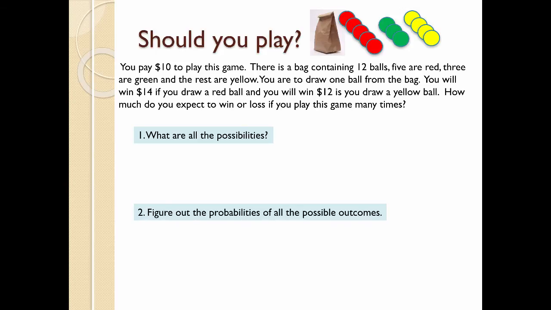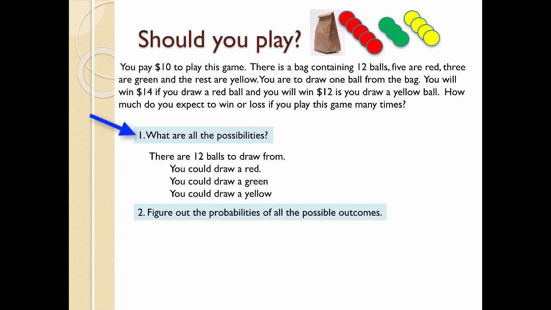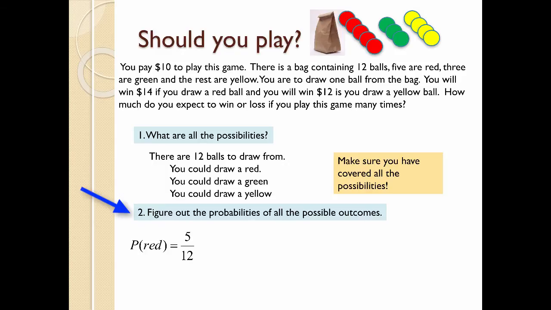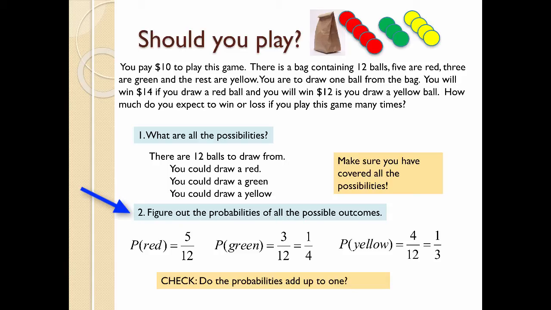So we start just as we did before. What are all the possibilities? There's only 3: red ball, green ball, yellow ball. The probabilities of all the possible outcomes are the same as before. So the probability of drawing a red ball is 5/12. The probability of drawing a green ball is 3/12. The probability of drawing a yellow ball is 4/12.